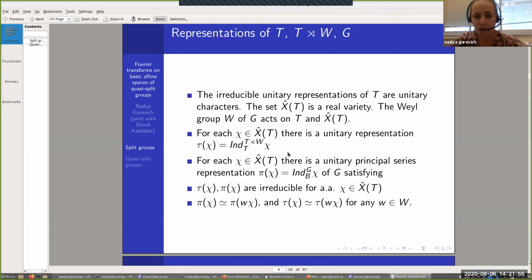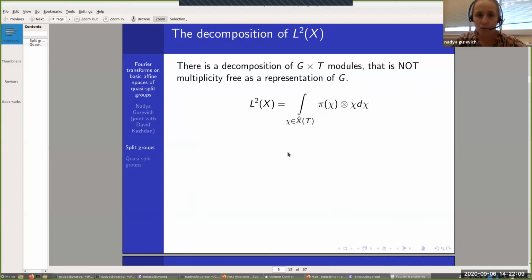All right, so the representations chi, tau of chi, and pi of chi will all be relevant to the decomposition of the space L2 of X, which I started with. Okay, now we can describe the result. The space L2 of X is a direct integral of unitary representations. The integral is over the set of unitary characters, and the relevant representations of G times T are chi times pi of chi.